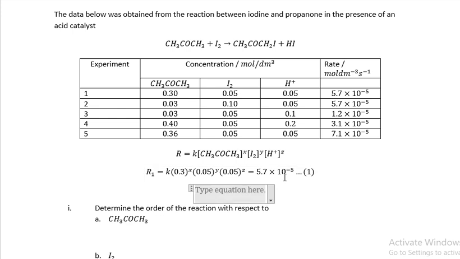Now let us go to rate 2. For rate 2, the rate constant is constant for all the experiments. Okay, so my rate for rate 2 is equal to the rate constant. What is the concentration of the first reactant? 0.03 to the power X. What about the second?